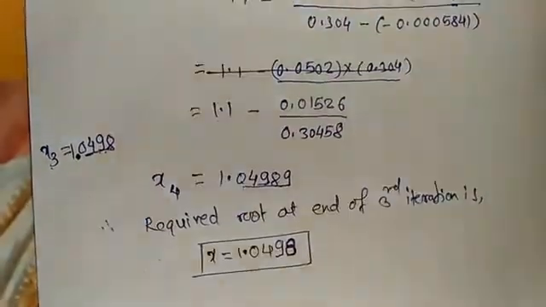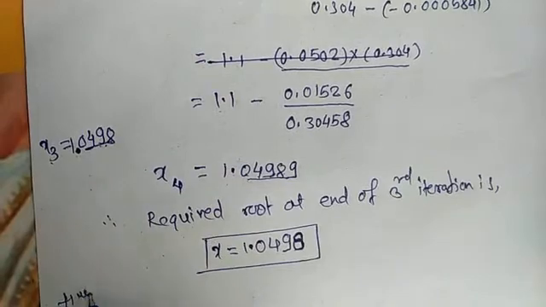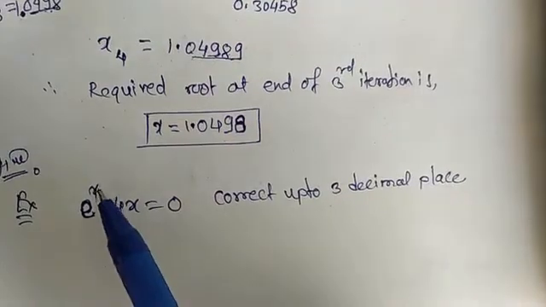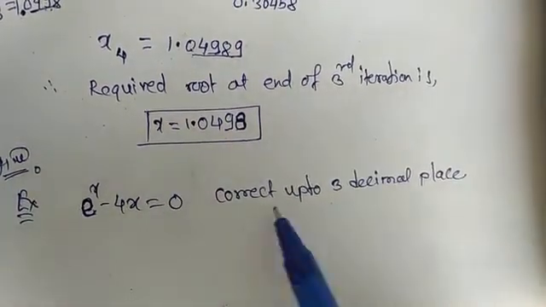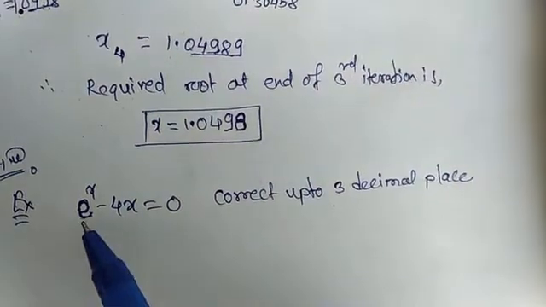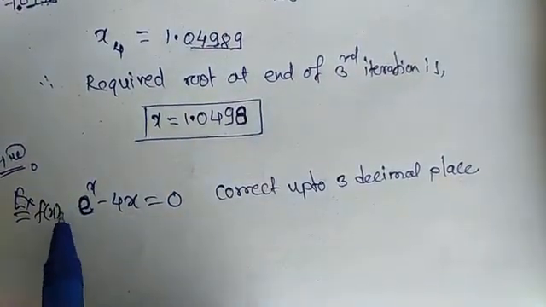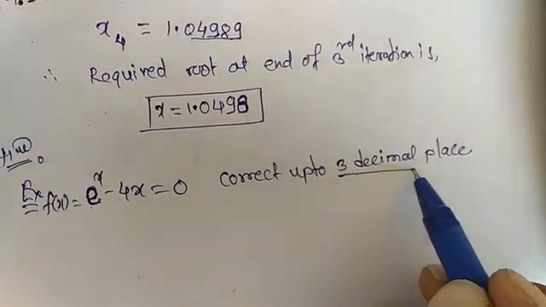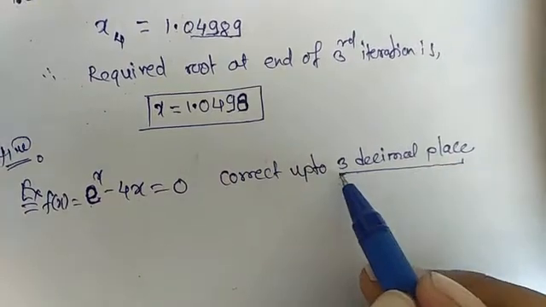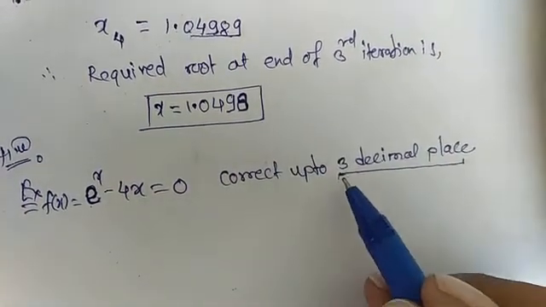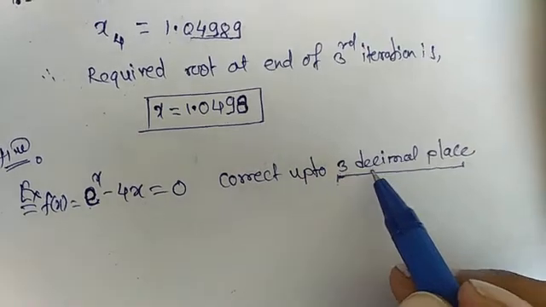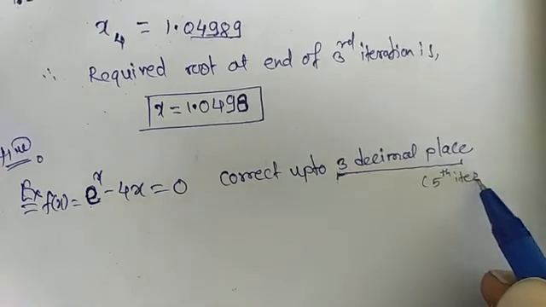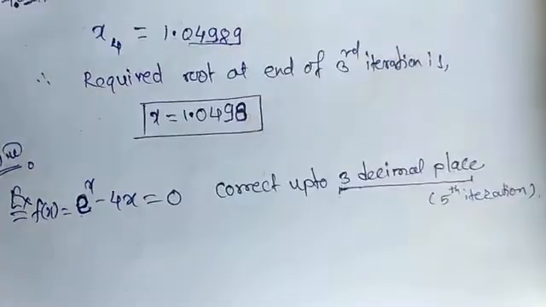Okay, so for homework you may solve an example of the same type. You have to solve e raised to x minus 4x is equal to 0, correct up to 3 decimal places. You have to find the root of this function f of x is equal to e raised to x minus 4x. You have to solve until you get the root correct to 3 decimal places. I think here it is going up to the 5th iteration. So this is your homework.